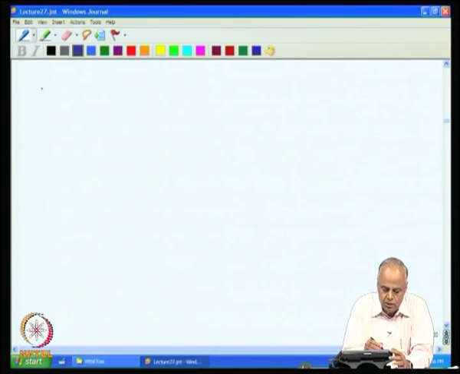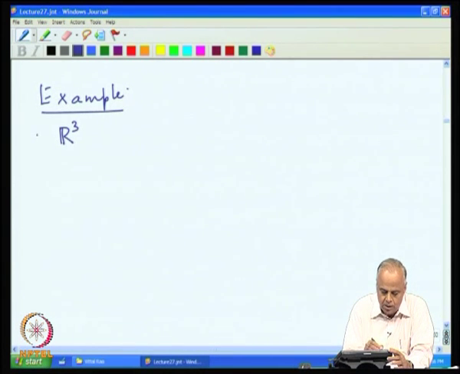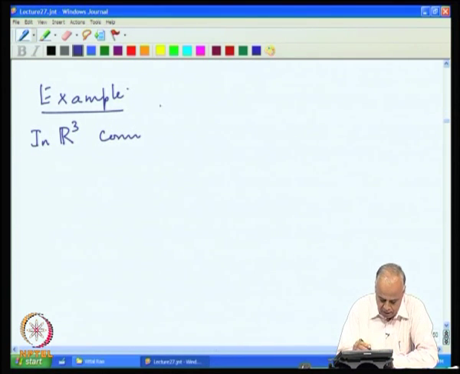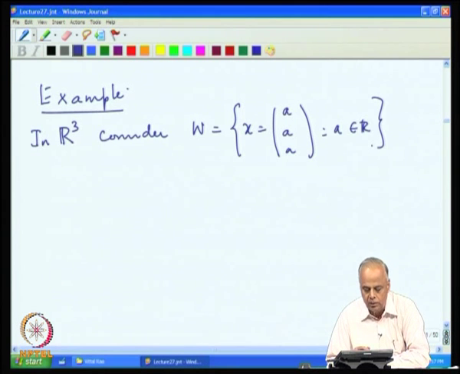Let us look at one simple example. Let us take R^3. In R^3, consider the subspace which we have seen before, consisting of all vectors all of whose components are equal. First component is a, second component is a, and third component is a. We have already seen that this is a subspace.